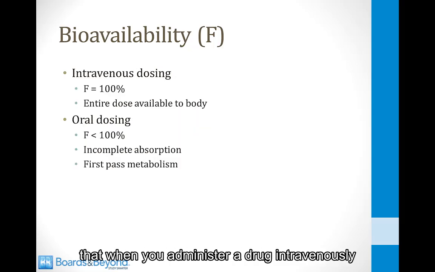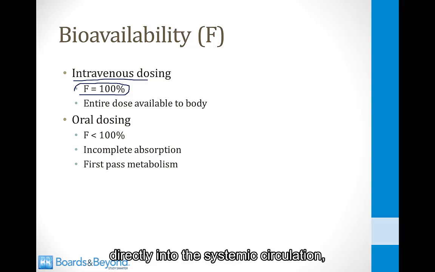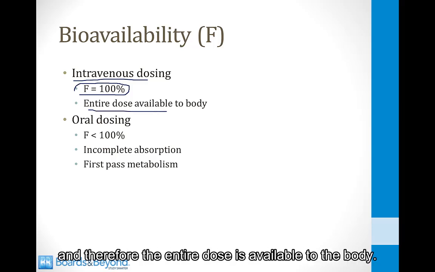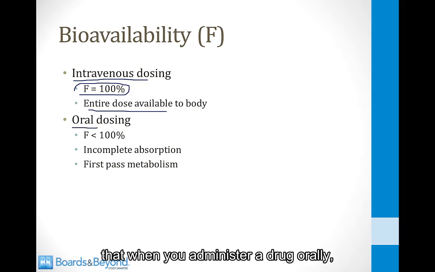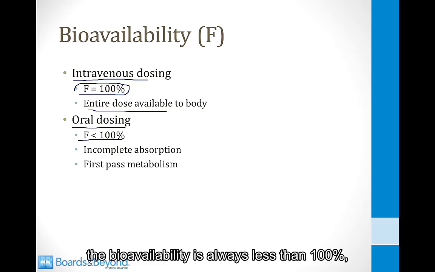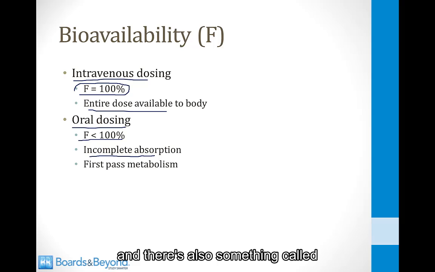It's high yield to know that when you administer a drug intravenously, the bioavailability is 100%. You're injecting the drug directly into the systemic circulation, and therefore the entire dose is available to the body. It's also high yield to know that when you administer a drug orally, the bioavailability is always less than 100%, and that's for two reasons. First, every drug has some degree of incomplete absorption, and there's also something called first-pass metabolism by the liver.